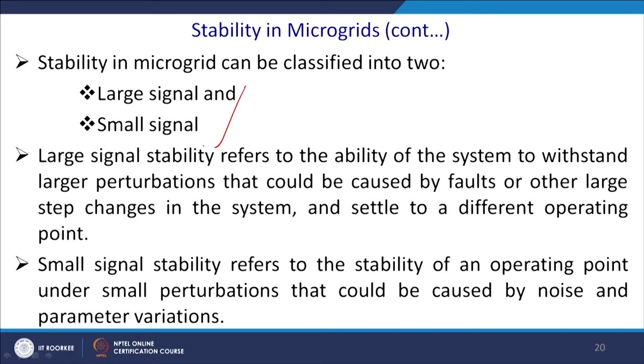Large signal stability refers to the ability of the system to withstand a large variation of perturbations, and for this reason we find that nonlinear control, feedback linearization or sliding mode control are better. In case of the small signal analysis, we can apply our normal control system.